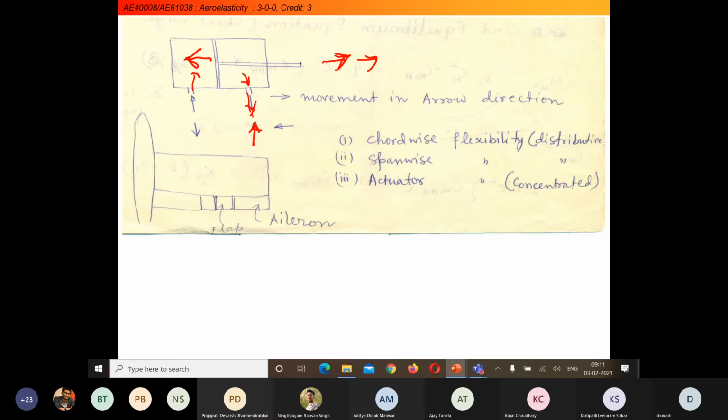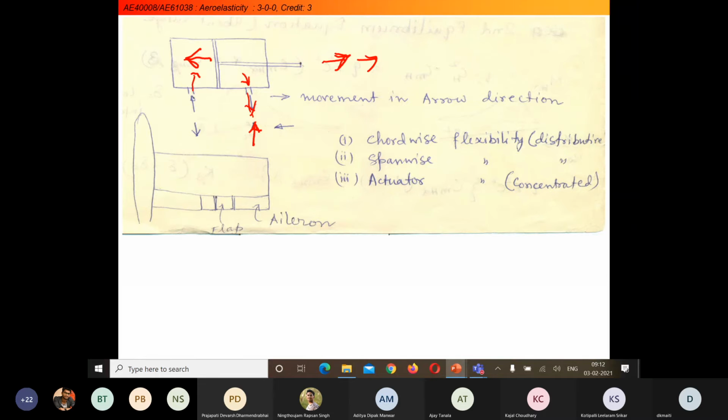But usually for small aircraft, we can have a different type of actuator, that is an electrical actuator. But for bigger aircraft, either fighter aircraft or transport aircraft, the requirement of the control force is quite high, or the actuator force is quite high, and that's why we need a hydraulic actuator.